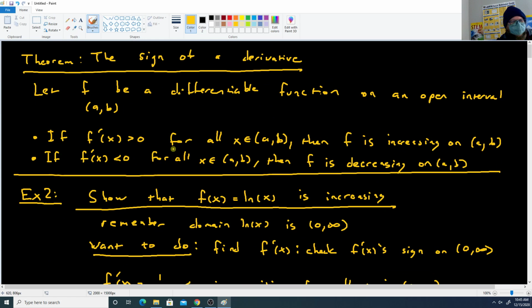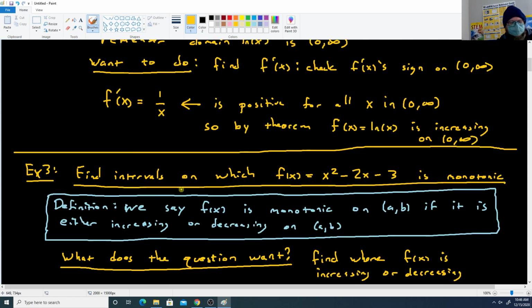So for this chunk, the second part, we focused mainly on this theorem here. Let f be a differentiable function on an open interval. If the first derivative is positive over an open interval, then the function that you took the derivative of is increasing. If the first derivative is negative, then the function you took the derivative of is decreasing.